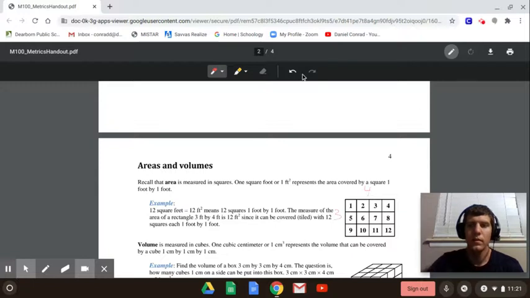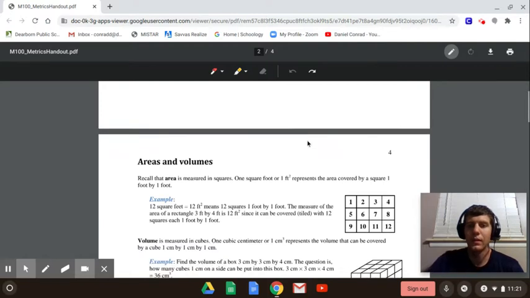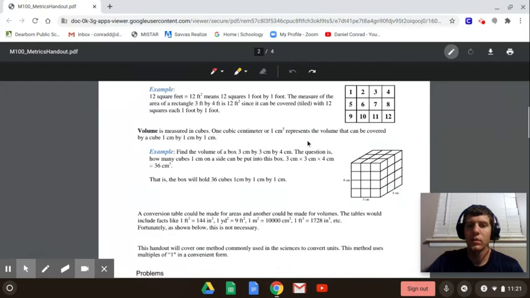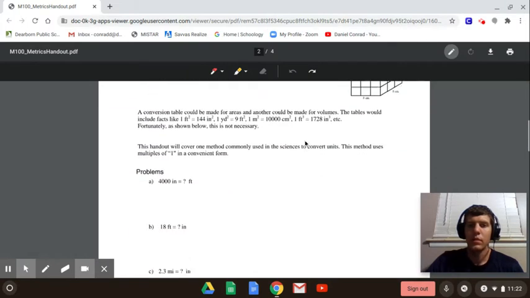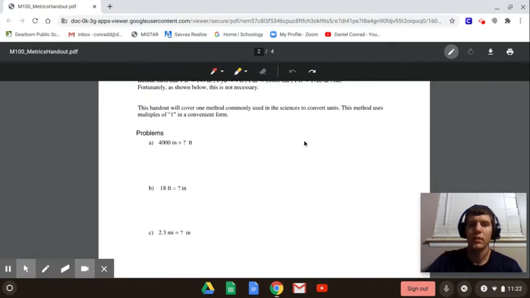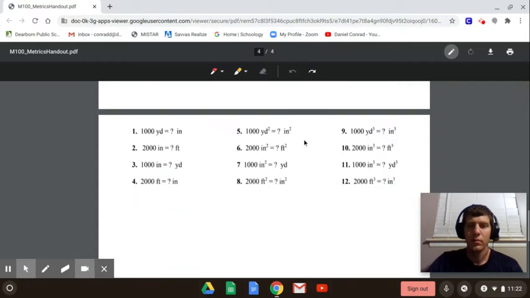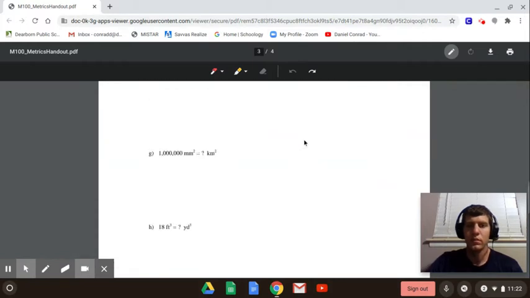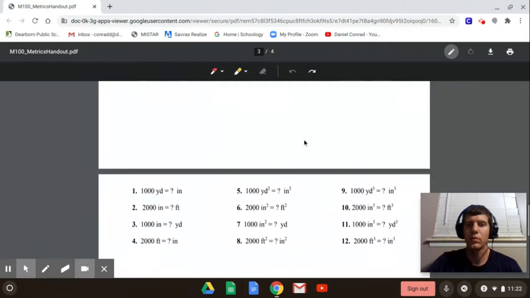All right, hi guys. So we were doing area cost problems on Thursday, and we ran into some trouble with unit conversion. So I made an assignment here for Monday on unit conversions. We want to do unit converting with area and volumes. They have some notes here that you can read through, but I'm going to go ahead and do some examples. So we have problems A through H, and then problems 1 through 12.